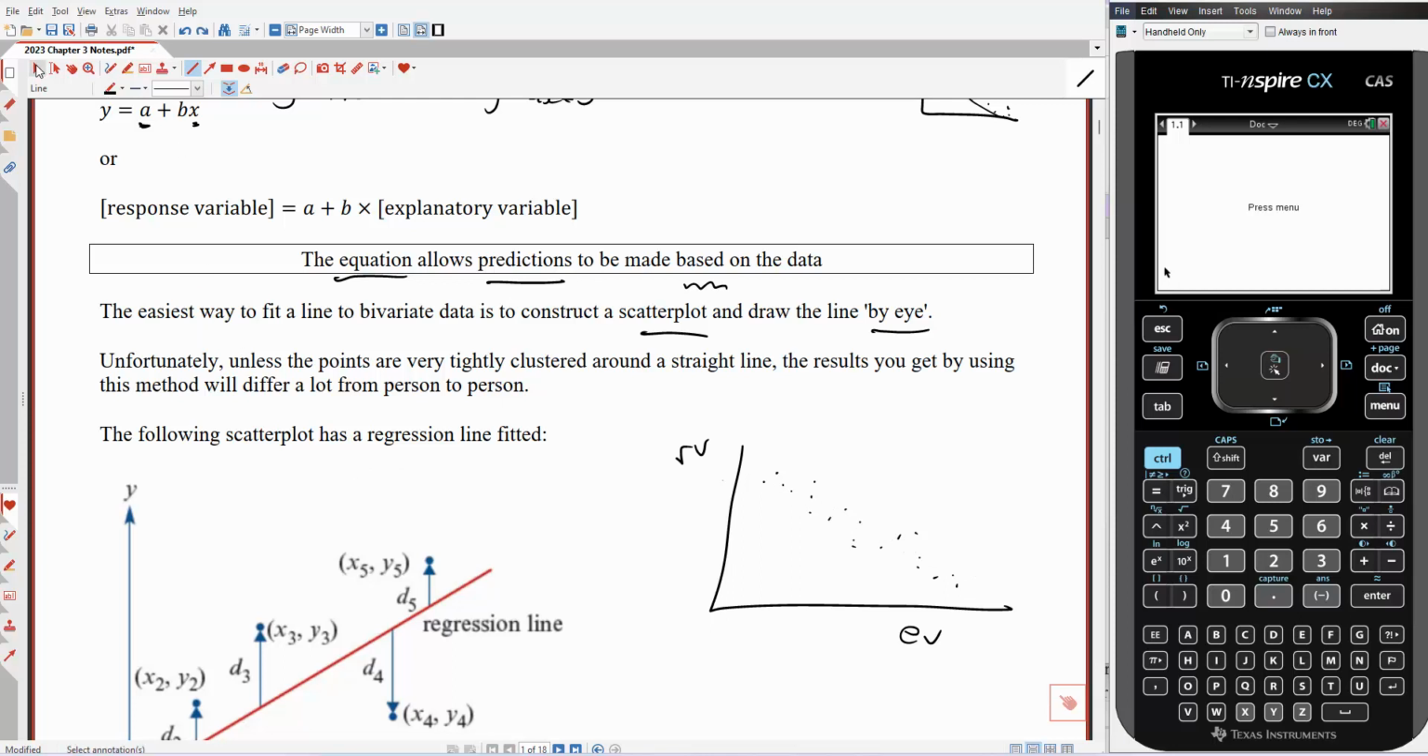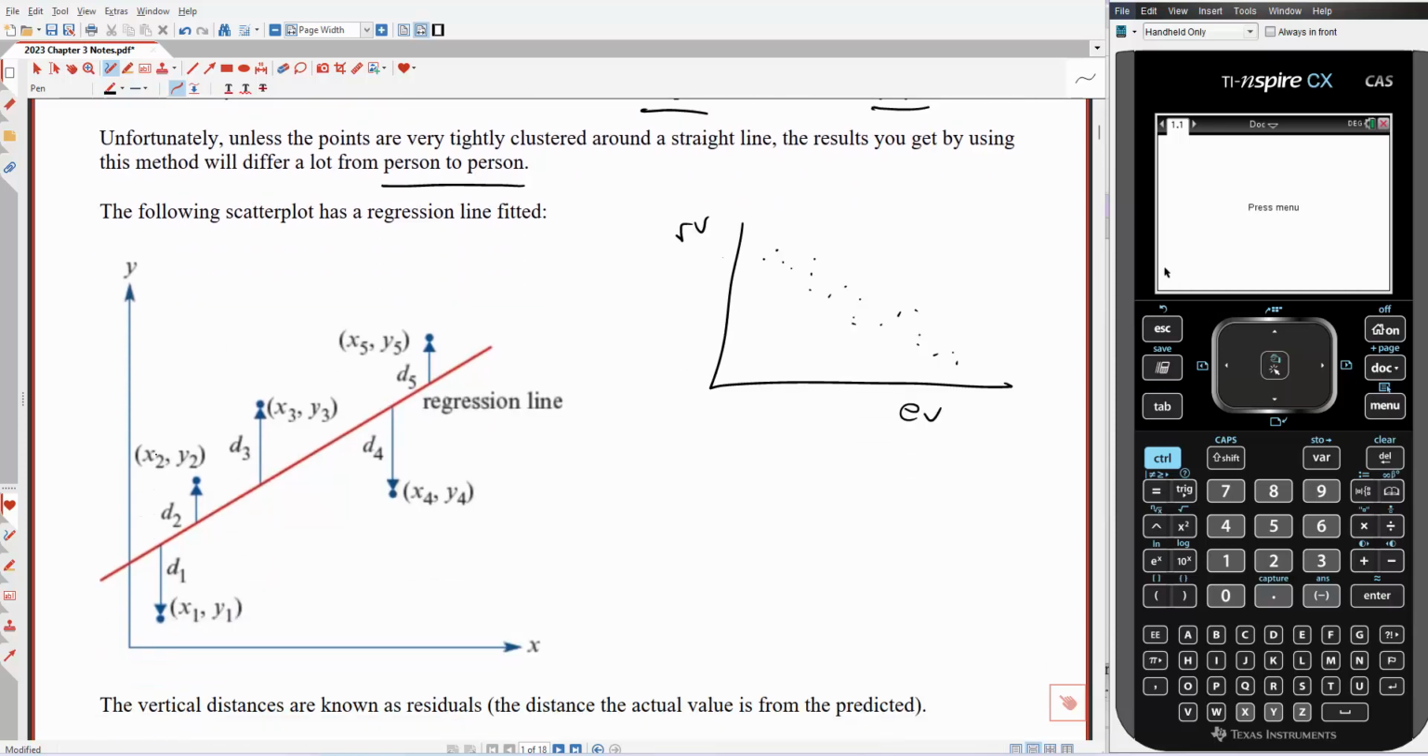So my next part of the note suggests that unfortunately, unless the points are very tightly clustered around a straight line, the results you get by using the line of best fit by eye method will differ from person to person. And this is maths. We want a method where we can get the line of best fit and it doesn't vary from person to person. And that's what I'm going to show you today.